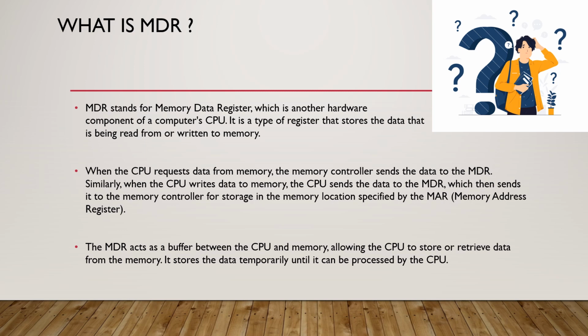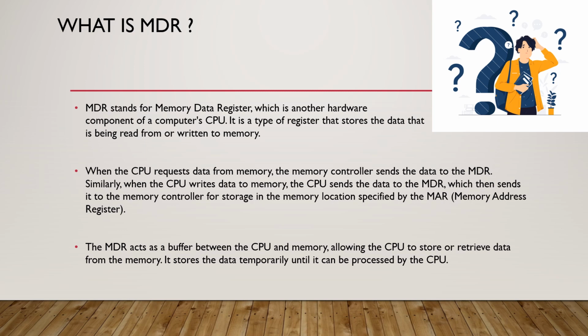Hello everyone, my name is Limay. I will explain what is MDR. MDR stands for Memory Data Register, which is a type of register used in computer architecture to store data temporarily during memory operations. Now, the MDR is a special register that is used to hold the data that is being transferred to or from the main memory.